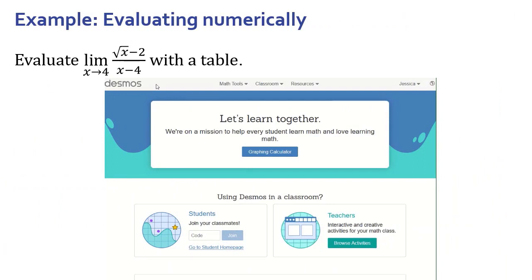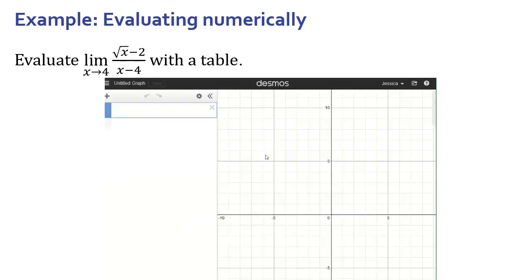Example, evaluating numerically. Evaluate the limit as x approaches 4 of the square root of x minus 2 over the quantity x minus 4 with a table. To do this with a table, you can use your calculator. You can also use Desmos or GeoGebra. I prefer to use Desmos. I'm going to show you how I do that.